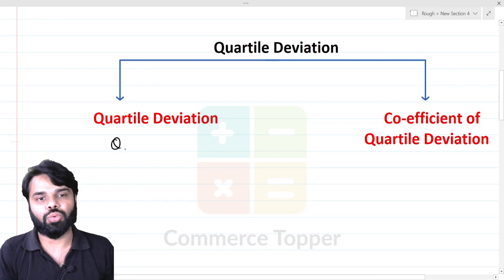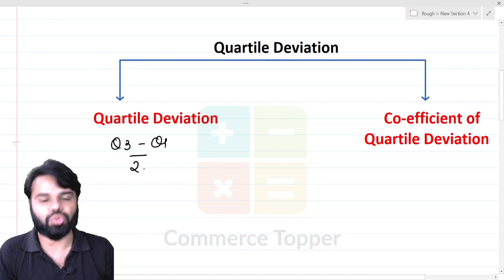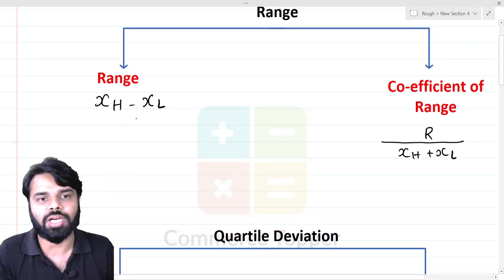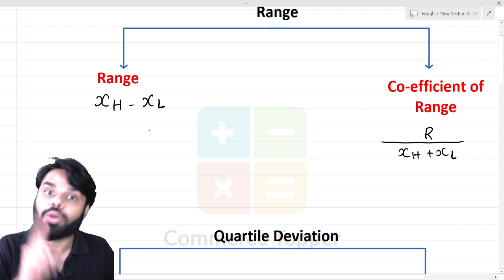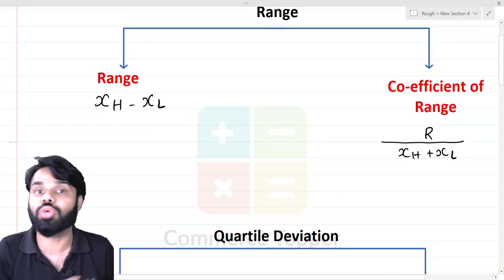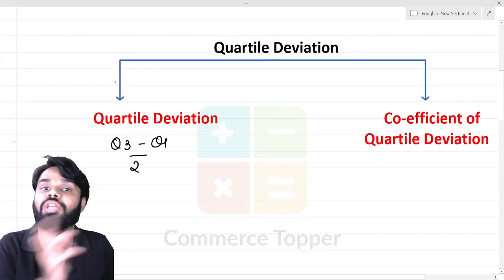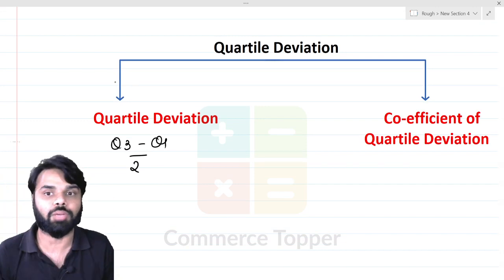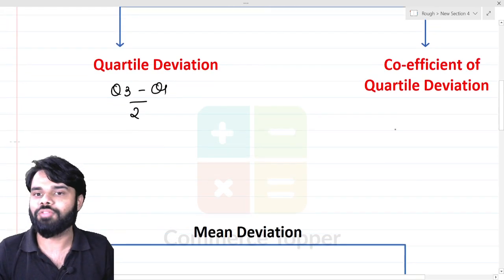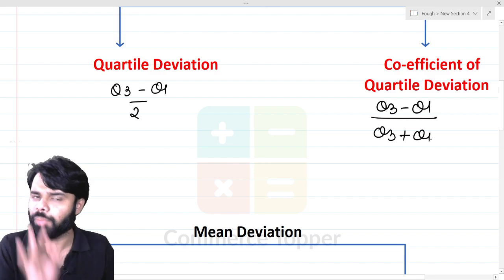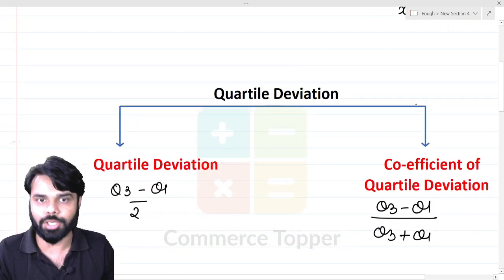Quartile deviation, again q3 minus q1 divided by 2. What kind of doubt are students having? By mistake they are not dividing by 2. You are calculating quartile deviation, so you need to divide it by 2. You do not calculate the deviation of the range, you calculate the deviation of quartiles, the difference between two quartiles, so you need to divide it by 2. Coefficient of quartile deviation is q3 minus q1 divided by q3 plus q1. It is a simple formula just like coefficient of range.